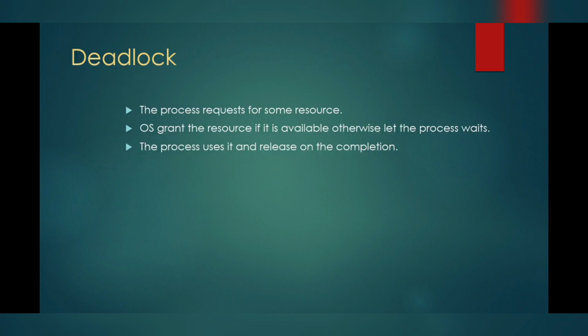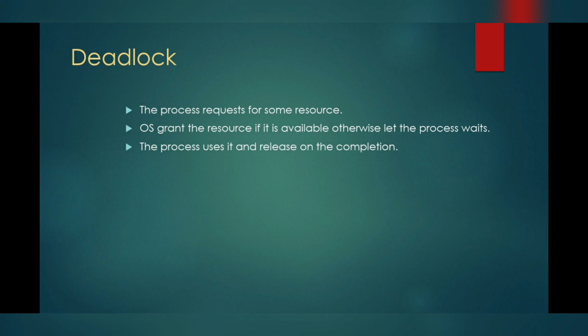Here I am going to teach deadlock. What is deadlock? Every process needs some resources to complete its execution. However, the resource is granted in a sequential order. First, the process requests for some resource. Second, operating system grants the resource if it is available, otherwise lets the process wait. Third, the process uses it and releases it on completion.